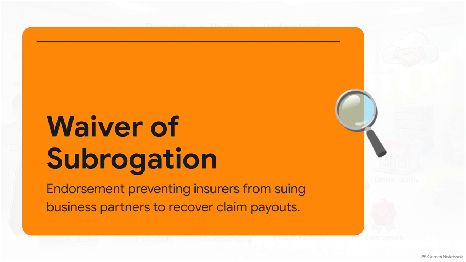A waiver of subrogation is an endorsement that prevents your insurance company from suing your business partners to recover those payouts. It's essentially a legal pact to just let the insurance cover the loss, say a burst pipe on a job site, without triggering a massive chain reaction of messy lawsuits between valuable vendor relationships.